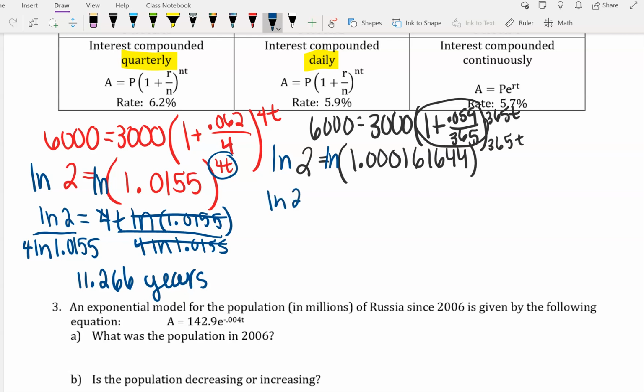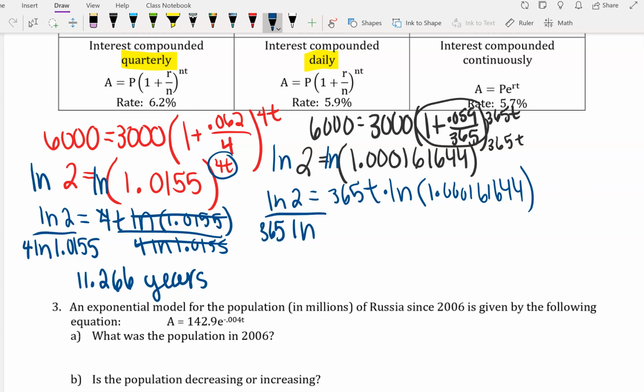So it'll be natural log of 2 equals 365t times natural log of 1.000161644. And then to get t by itself, I'm going to divide both sides by 365 natural log of 1.000161644.